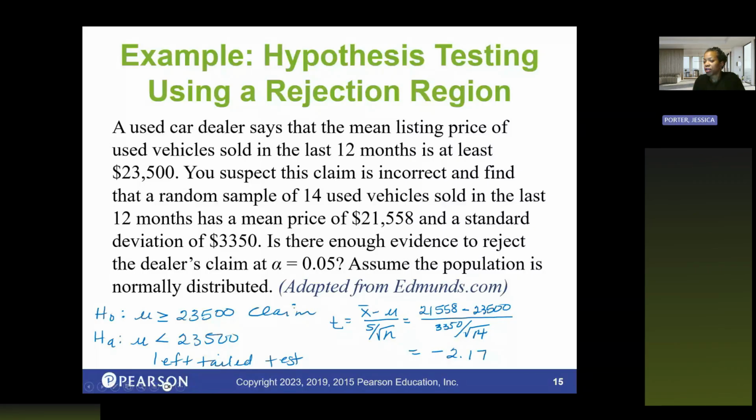Okay, so what is our critical value? How do we find it? We can use the table or we can use our calculator. Walk me through the steps from here. How do we find our t critical value?